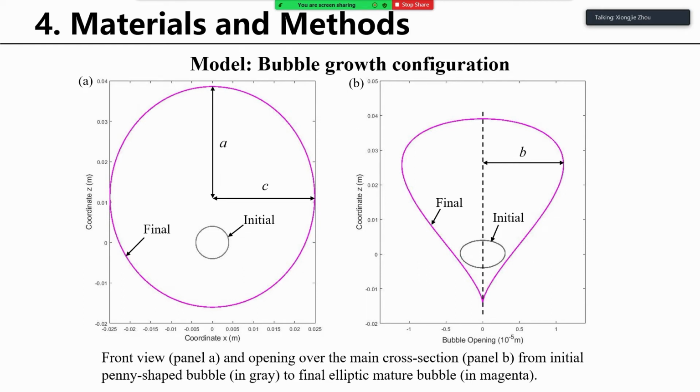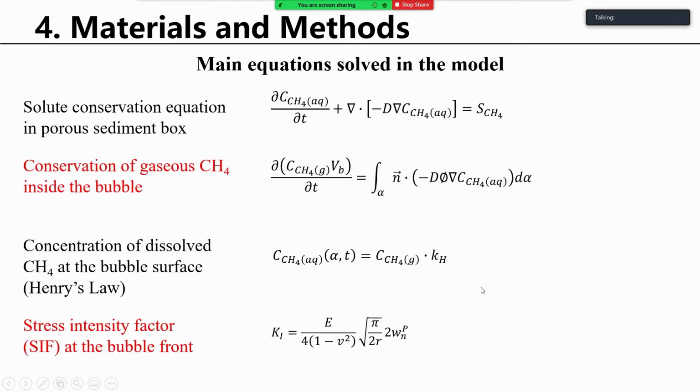The simulated bulb grows from the initial penny shape to the final elliptical shape. We can see from the front view and cross section the final elliptic mature bulb with the closed tail here. The model runs from the bubble initiation to the mature configuration. At that time, the bubble starts to ascend. Due to the limited time, I will only describe the main equations solved in the model.